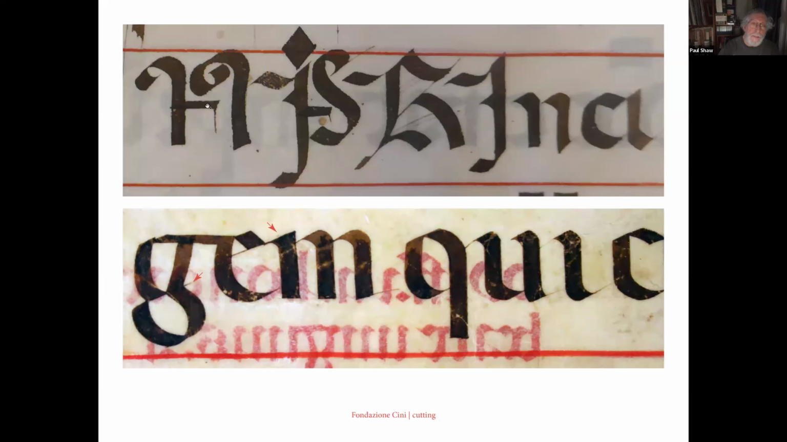I don't know what this letter is. I think it's an A. That's a P, that's an O. In this detail I photographed, I have no idea what the rest of the context is.